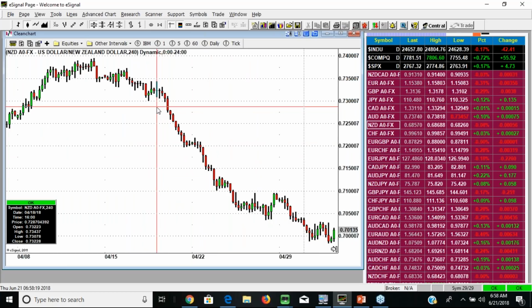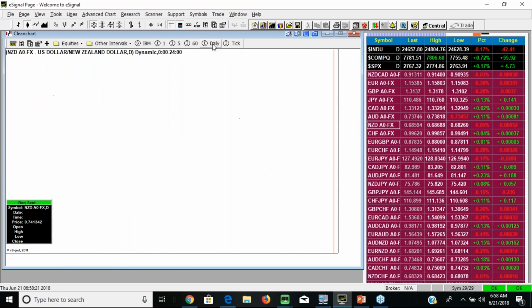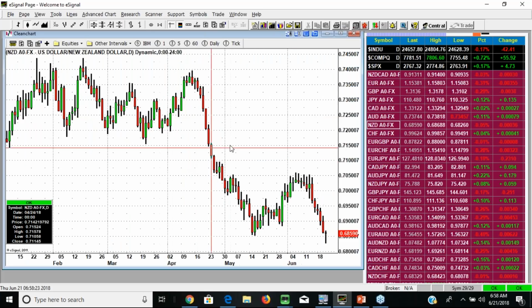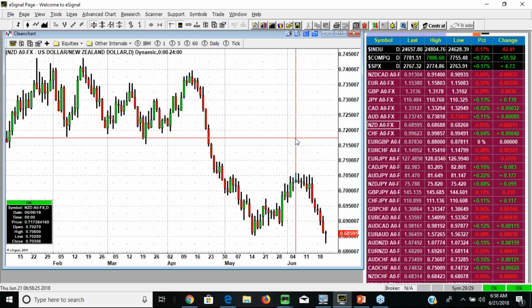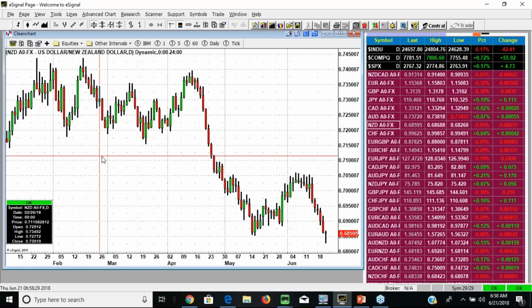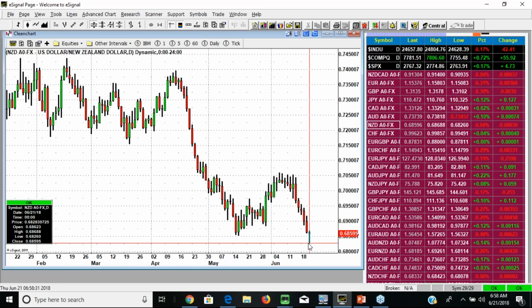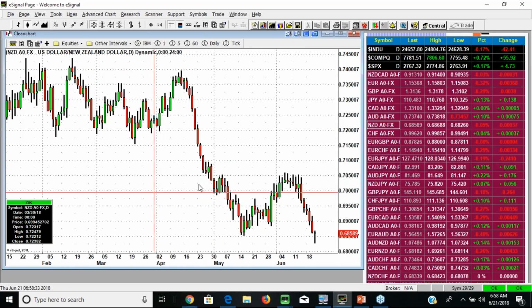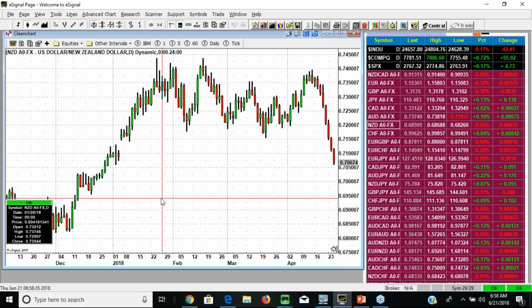Some dojis here as well, but it's not really off of an exaggerated move. Let's look at daily charts. Here's a shooting star. It takes a couple of shooting stars before Kiwi finally breaks down. We'll have to see what this ends up closing at, but this could be the opposite of a shooting star. Another shooting star here.